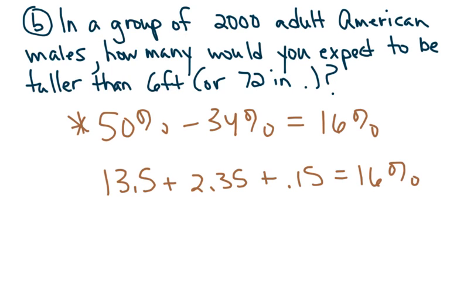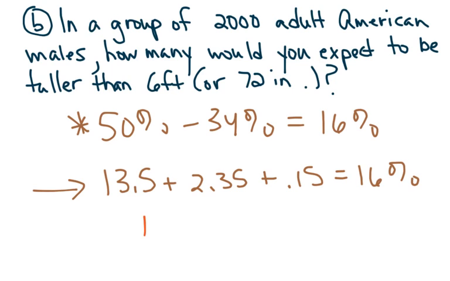The book does it this way. I think most students get this. But that doesn't completely answer the question. That just tells me what percent of adult American males are going to be greater than 6 feet tall. We want to find out how many in a group of 2,000 would be 6 feet tall or more.